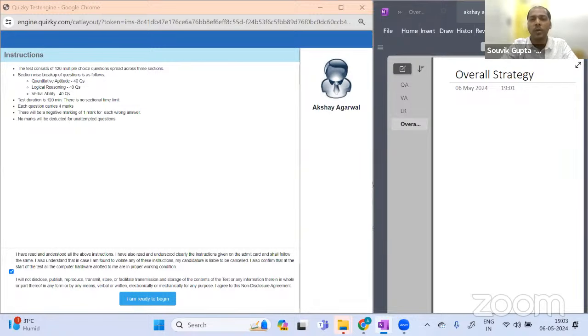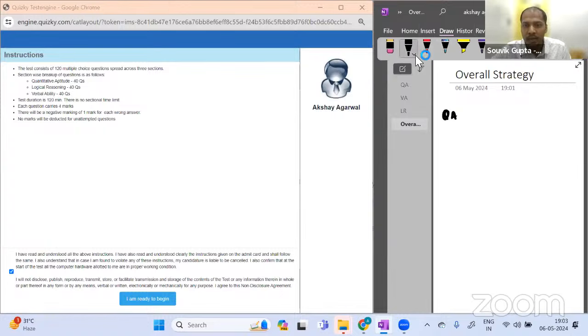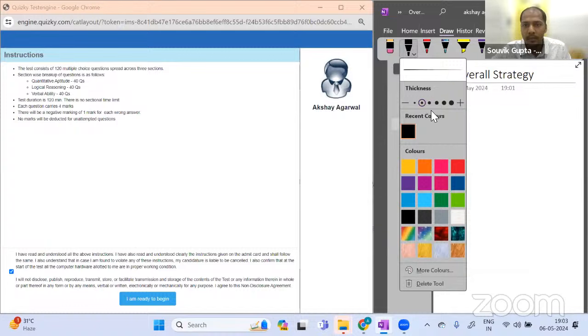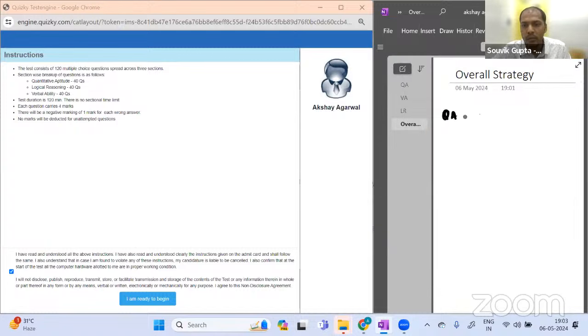Before we go ahead, I'll share the strategy or plan in my mind. Before I begin the test, what I have thought is my QA is the strongest area, so I will attempt the QA first. So my solving would go in the order QA, then LR, then VA.